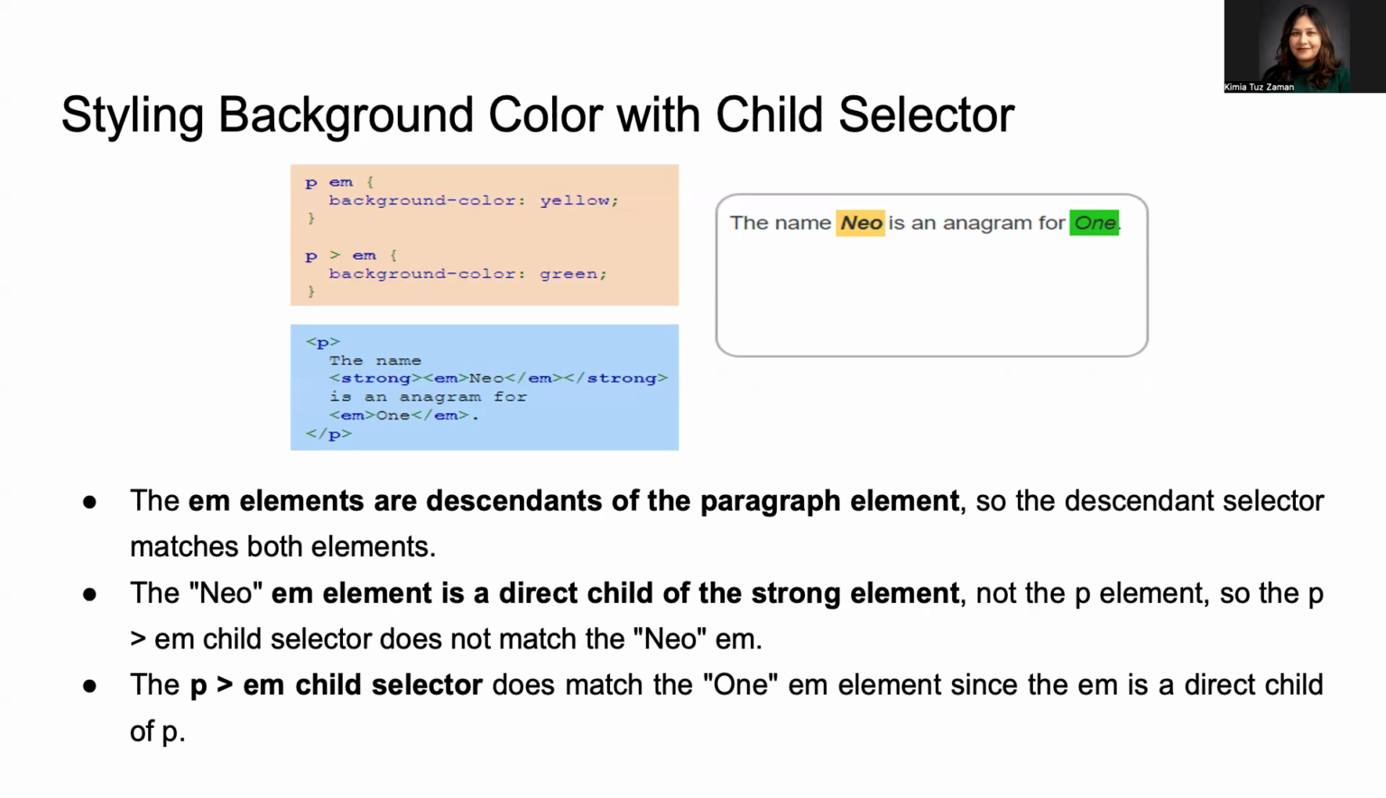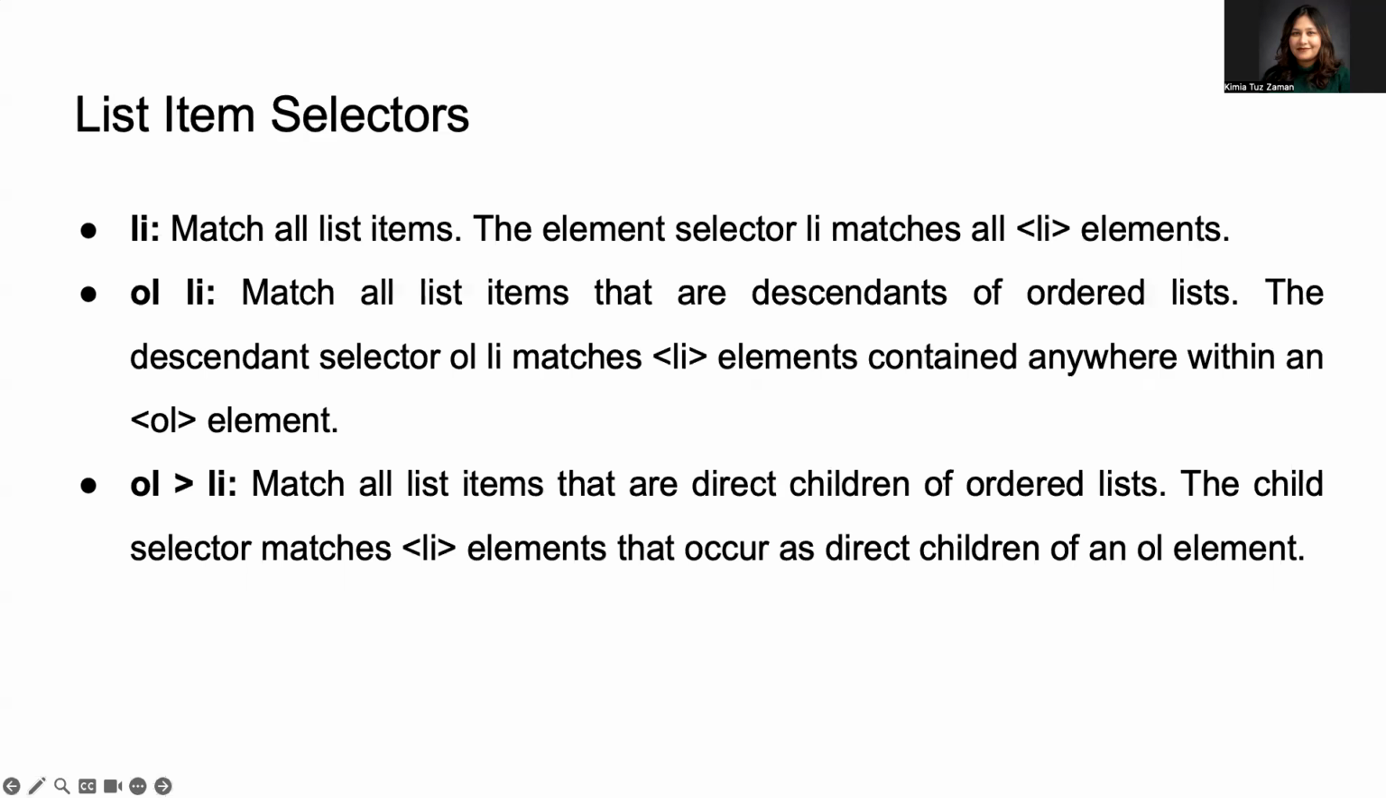So here's the key takeaway. Descendant selectors reach all levels of children, while child selectors only work for direct children. So you can see this clearly in the output. Neo is yellow, but one is green.